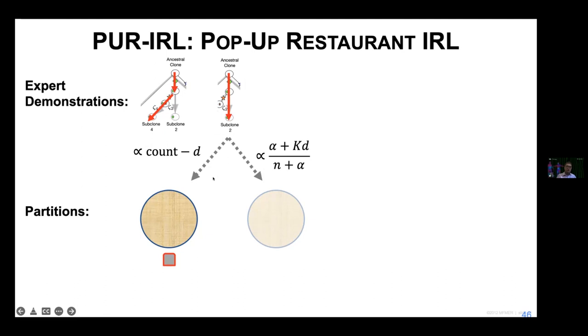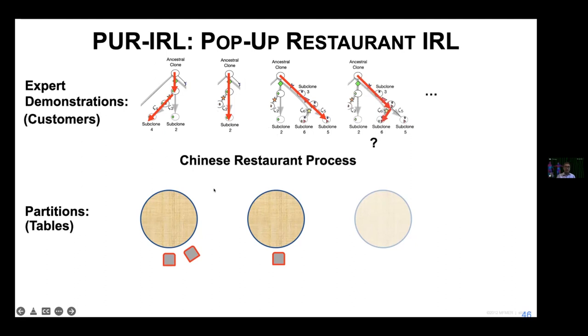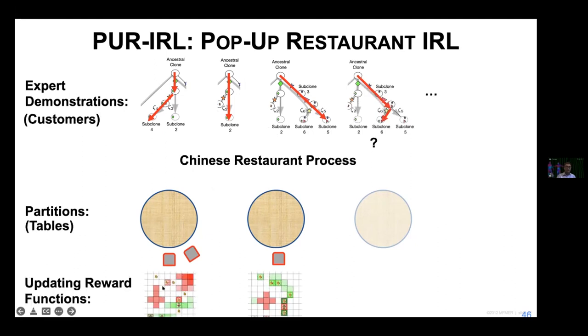So the next customer comes in, also has to be seated at a table, and with a certain probability gets seated either at the same table or at a new table. And this goes on. And this helps you partition the different expert demonstrations. And you can then assess which tables are the most appropriate by using the expert demonstrations to update the reward function and see how reflective these are of each other.